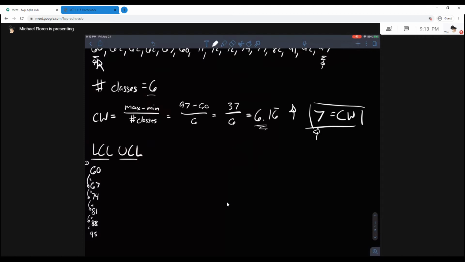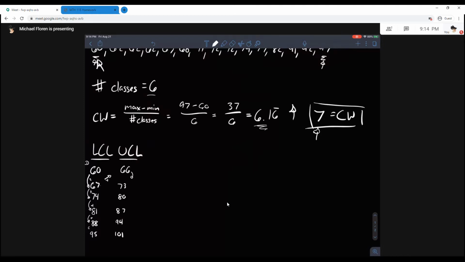Now for the upper class limit, recall that for the upper class limit of the first class, I subtract 1 from the lower class limit of the second class. So I start with 67 minus 1, so my upper class limit is 66, and then I add 7 again. 66 plus the class width gives me 73. 73 plus the class width gives me 80. 80 plus the class width gives me 87, and so on. 87 plus 7 is 94, and 94 plus 7 is 101.